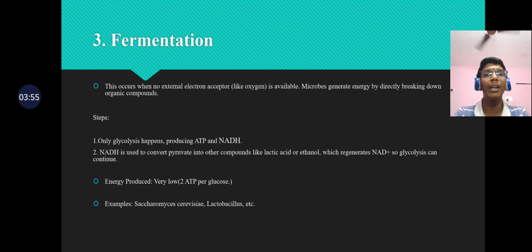The steps involved here: only glycolysis happens, producing ATP and NADH. NADH is used to convert pyruvate into other compounds like lactic acid or ethanol, which regenerates NAD+, so glycolysis can continue. The energy produced here is very low, around 2 ATP per glucose molecule. As discussed earlier, some common examples of microorganisms using fermentation are Saccharomyces cerevisiae, Lactobacillus, etc.